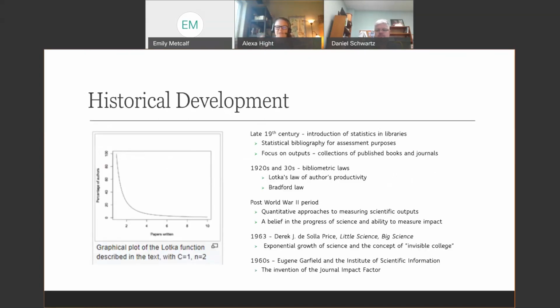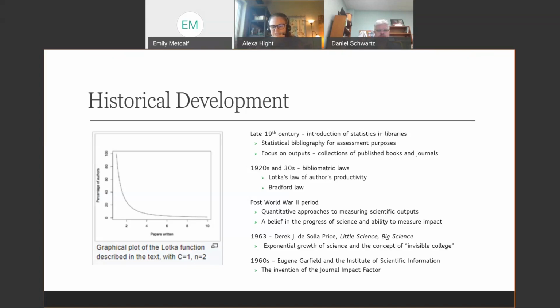This is basically a quick timeline of the historical development of measuring research, and the original statistical bibliography, mostly for collection development purposes. The original citation measurements were really for library purposes, of what libraries should have in their collection. So what journals should they subscribe to, and what should they have on their shelves for people to read.